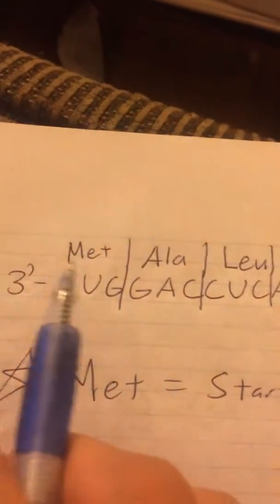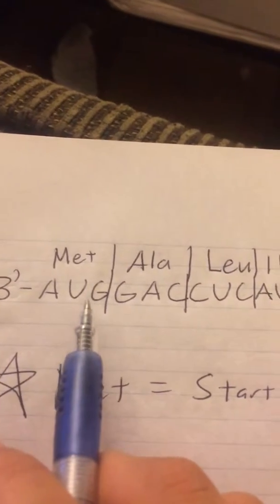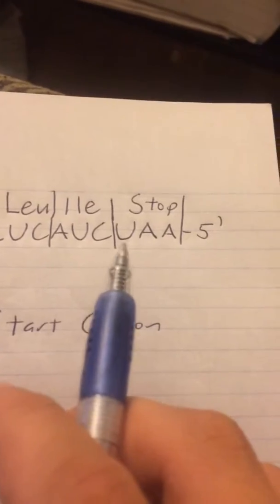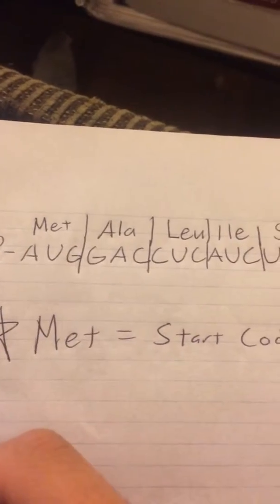So as you can see, this is done by ribosomes. Ribosomes will start at your start codon and go all the way down. And then at a certain point, there's a stop codon, which is UAA. Once this is done, you have your amino acids for your proteins.